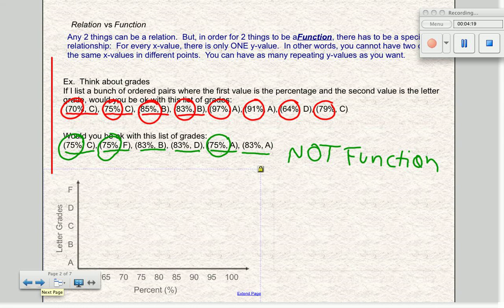So if I plotted these graphs to you, just to give you a visual here, if I plotted 75% and a C, this is where that point would go. And then a 70% and a C would be about right here. An 85% and a B, 83% and a B, 97% and an A, 91% an A, 64% a D, 79 a C. So there are my points that I plotted about those grades.